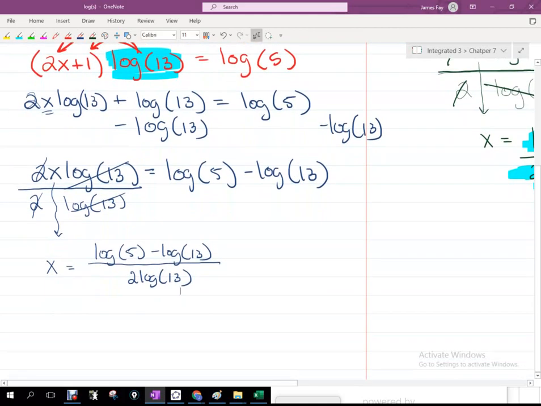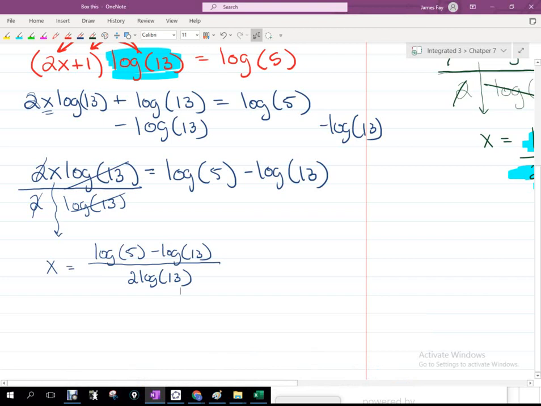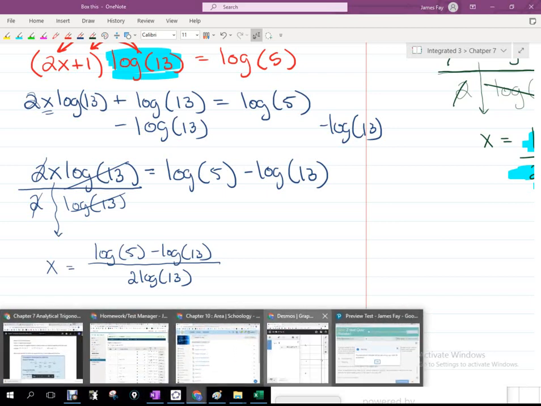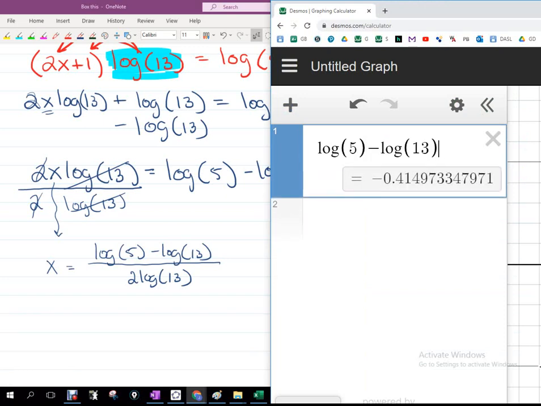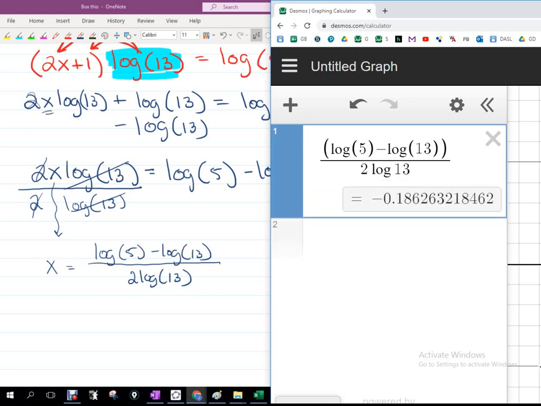And that would be an appropriate answer. But that's not the only answer, and we're going to talk about this in a moment. I almost say, I guess it is the only answer, but it's not the only format of that answer. If I type that into Desmos, we get log of 5 minus log of 13, all divided by 2 log of 13. That gives you that number right there.